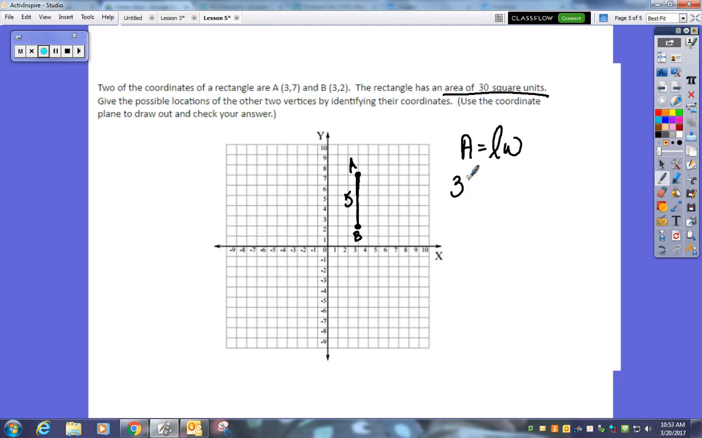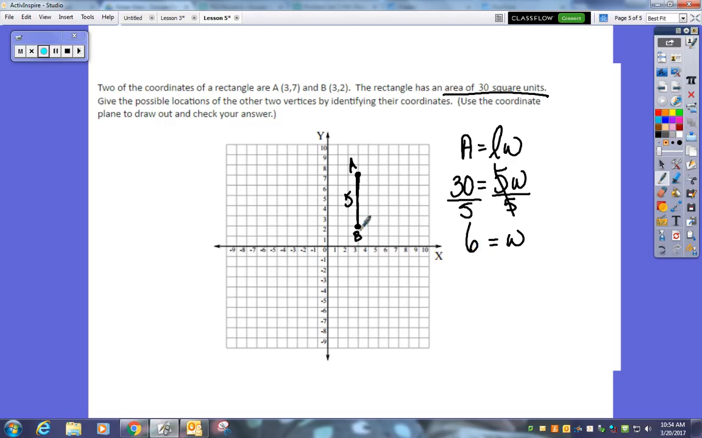The area is 30, that's told to us in the problem, and we've counted one side as 5. We'll just call it the width, or the length for now. So we're trying to figure out what number times 5 gives us 30. We can divide both sides by 5. I'm assuming most of us already know what it is, and 30 divided by 5 is 6. So what that means is we want the other 2 points to be 6 units away from the points that already exist.